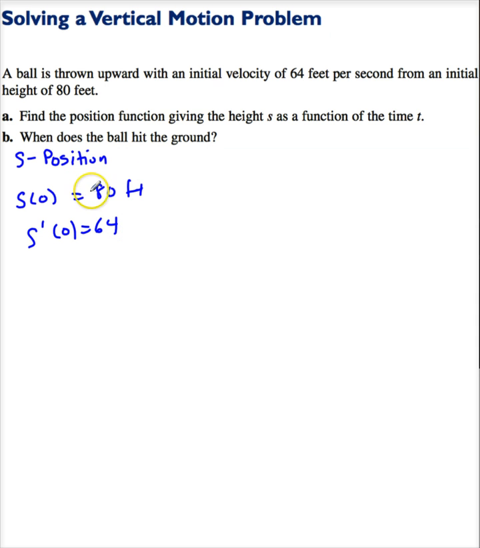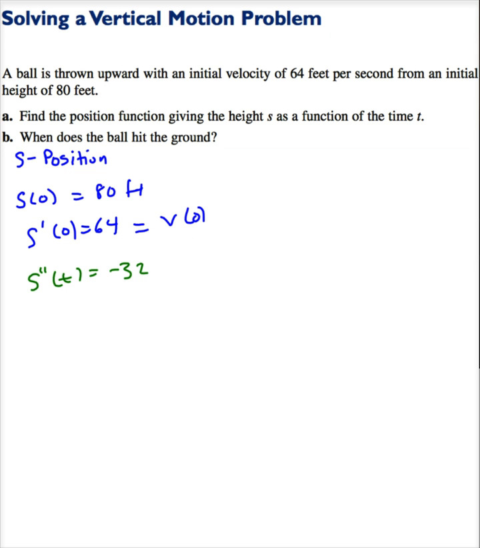And I'm also told that s prime at 0 is 64. How do I know that? Because s prime, you remember, is the velocity. And the velocity to start with is 64 feet per second. Now, where do I go from here? The first thing you need to realize, that's not given in the problem, but it will be, is that your acceleration due to gravity is always negative 32 feet per second squared.